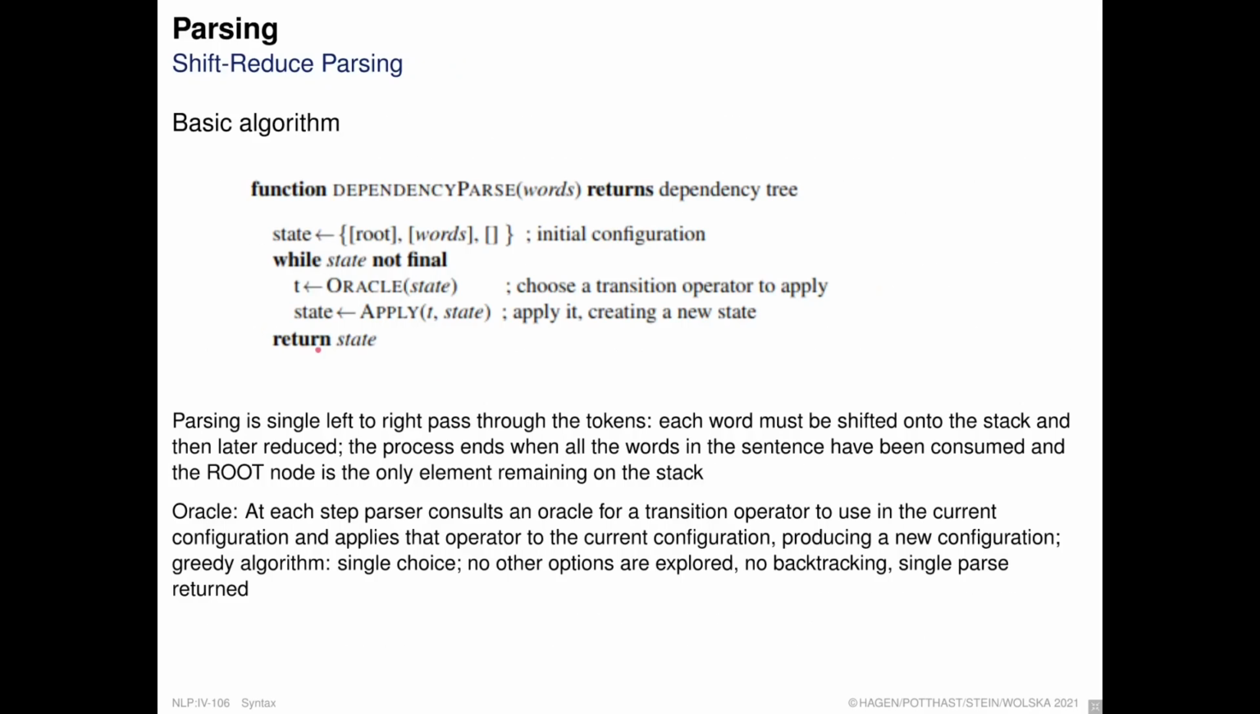The basic algorithm is rather straightforward. We start with an initial configuration, and until the state is final, so until we've reached the start state S, we ask an oracle for a decision. So we choose a transition operation to apply, and apply it and create a new state. And we loop through this until we've reached the final state, so basically the buffer of words is empty.